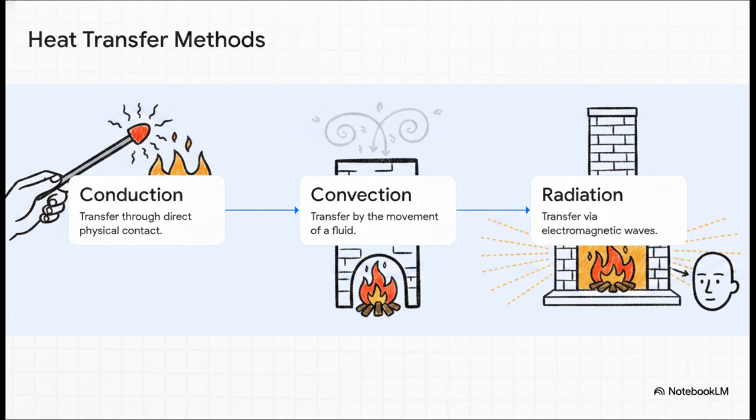And honestly, sometimes they all happen at the exact same time. Just think of a roaring fireplace. If you touch a hot metal poker that's been in the flames, you feel heat through conduction, which is direct physical contact. The hot air rising up the chimney, that's convection, the movement of a fluid driven by buoyancy. And that nice warmth you feel on your face when you're standing a few feet away, that's radiation, where heat is transferred through invisible electromagnetic waves without needing any medium at all.